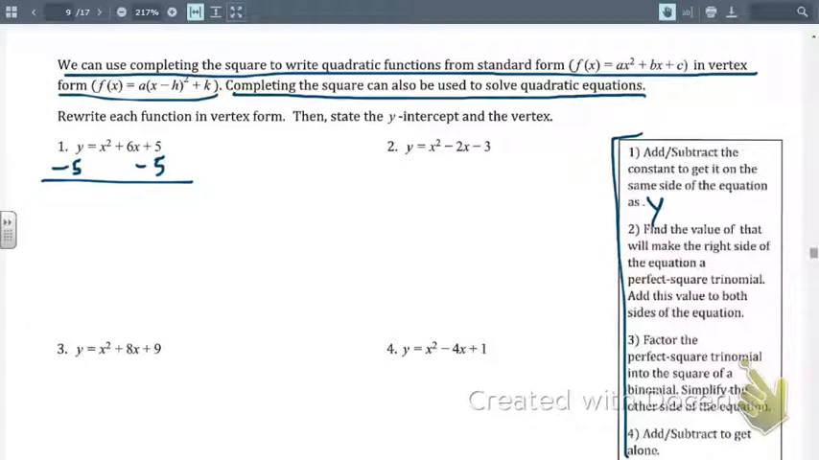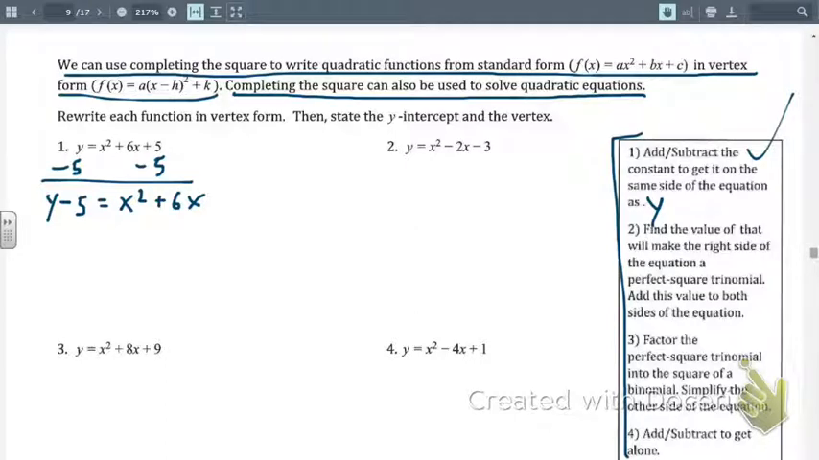So we're going to have y minus 5 equals x squared plus 6x. First step is complete. Alright, the next thing that we're going to do is find the value that will make the right side of the equation a perfect square trinomial. Add this value to both sides of the equation.